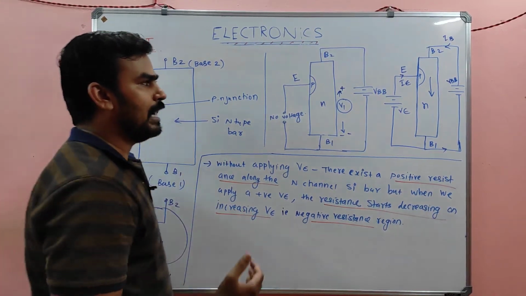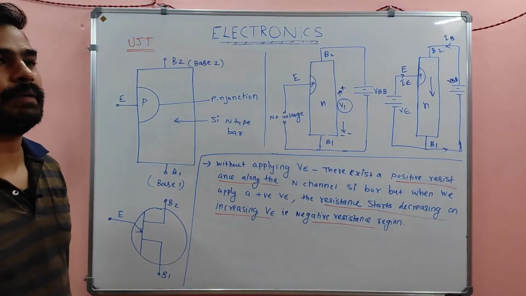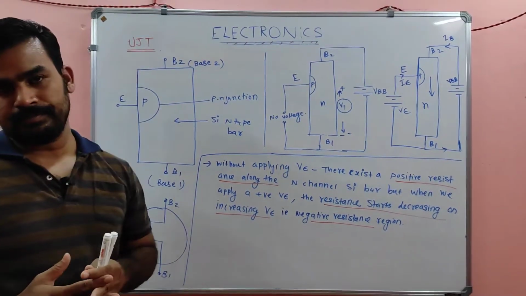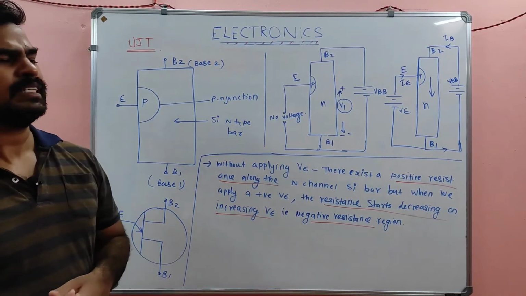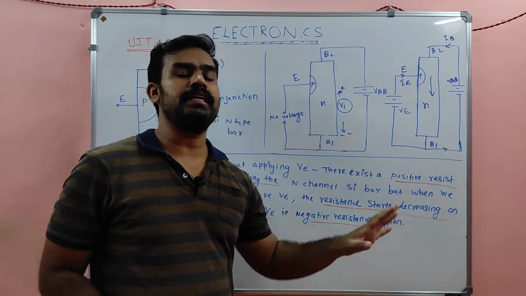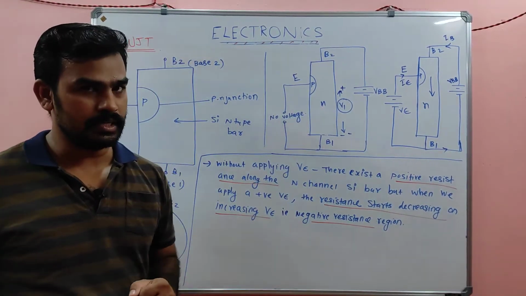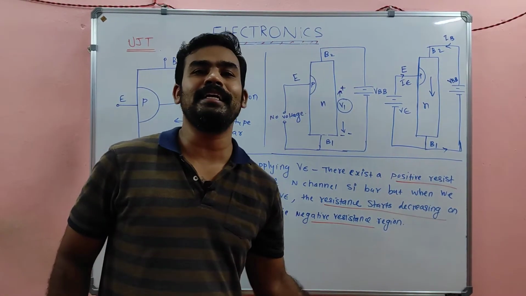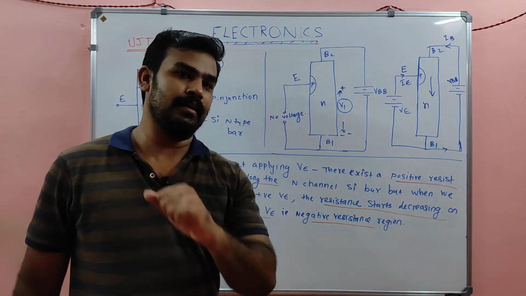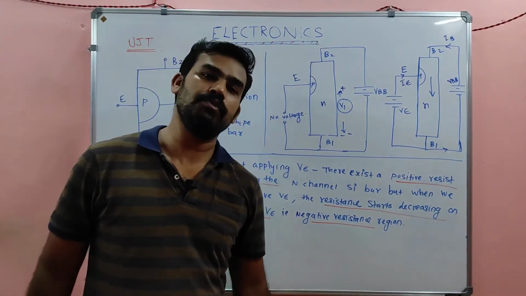Is it clear? So what happened finally? A large current flows across the channel, and this piece of material starts conducting. And what is the advantage here, my dear? We can alter the resistance of the channel, that is the main advantage, and we can control the current by applying the voltage VE.